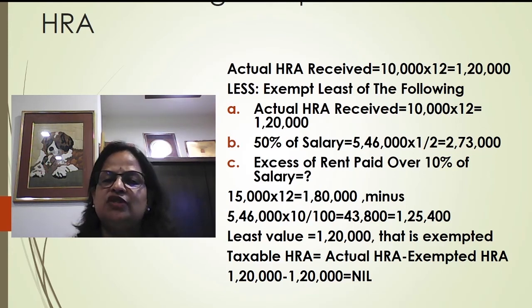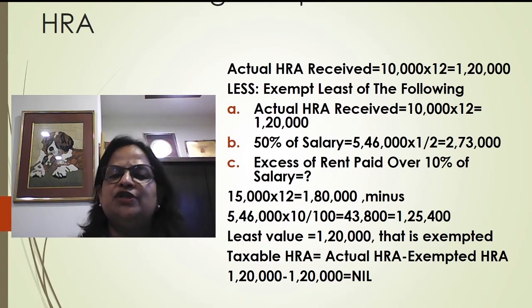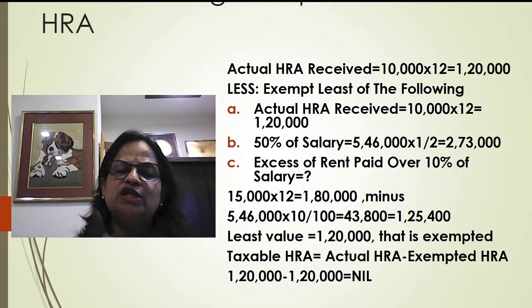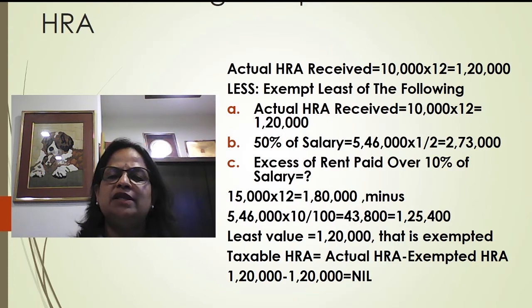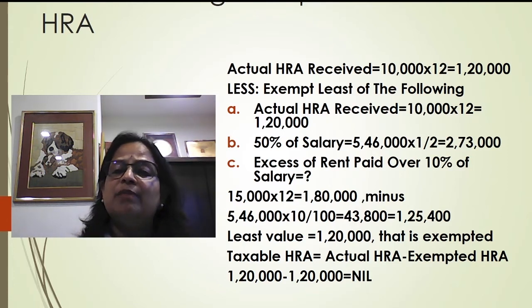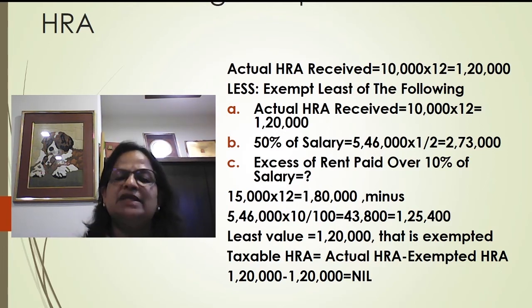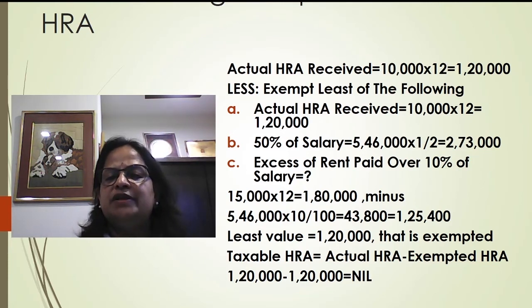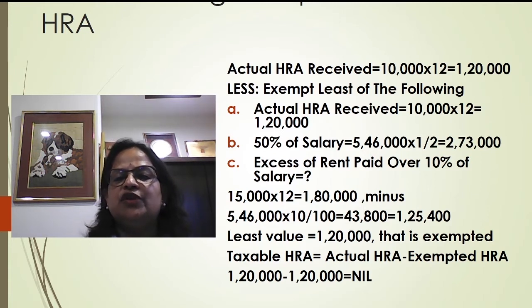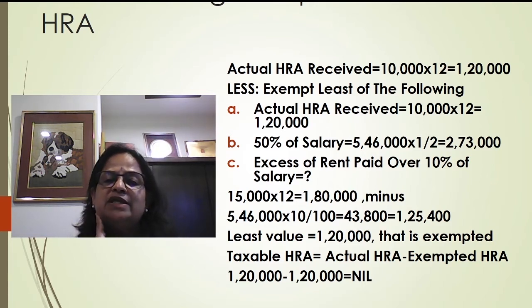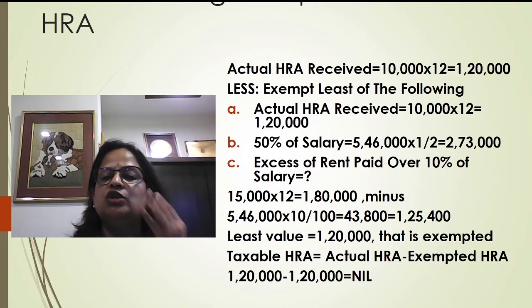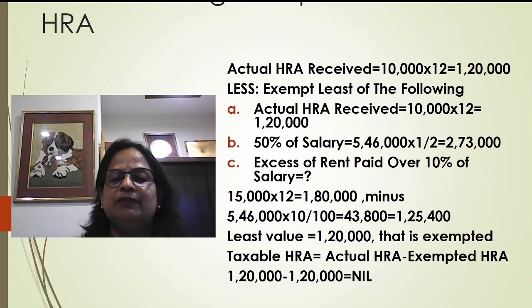So 2,73,000. Now excess of rent paid over 10% of salary. How you calculate that? 15,000 he is paying rent. 15,000 into 12 is 1,80,000. And 10% of salary for computation of HRA is 5,46,000. So that will be basic salary plus DA plus commission. That I have explained in the next slide. So 5,46,000 into 10 by 100, that is equal to 54,600. So 1,80,000 minus 54,600, that is equal to 1,25,400. So least value is 1,20,000, that is exempted.